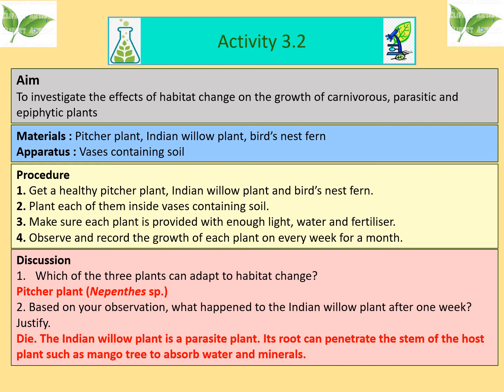Question number 2. Based on your observation, what happens to the Indian willow plants after 1 week? Justify. The Indian willow plants die because the Indian willow is a parasitic plant. So the roots of the Indian willow plants are adapted to absorb water and mineral salt by penetrating the stems of the host up to the vascular bundles. So it's not suitable to plant the Indian willow plants in soil.